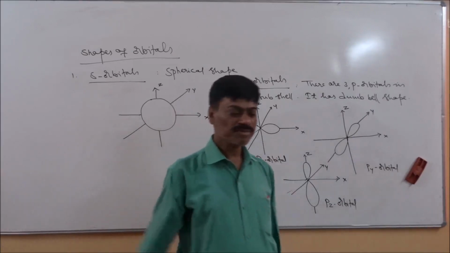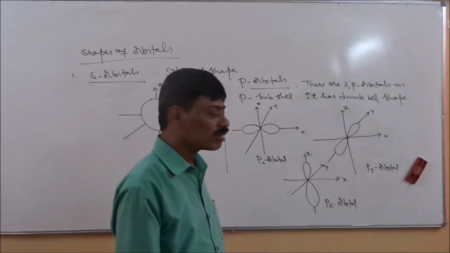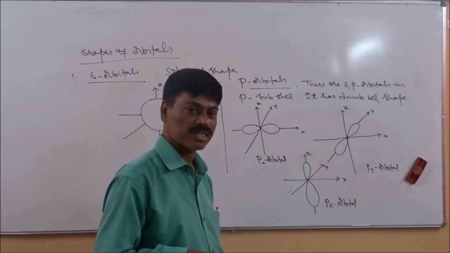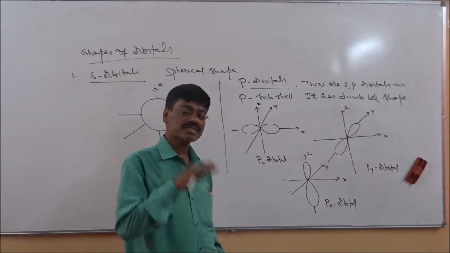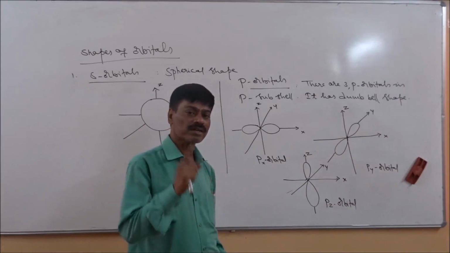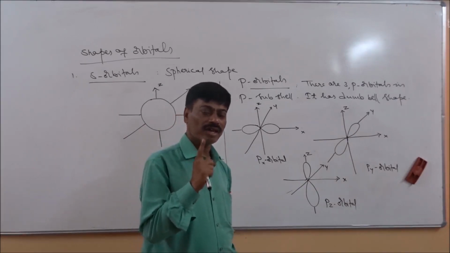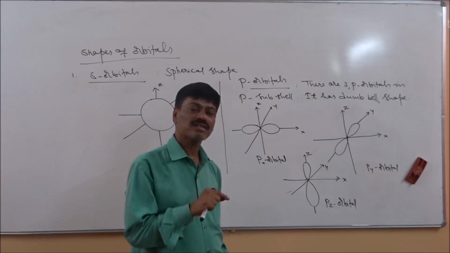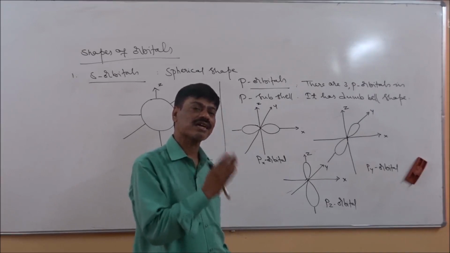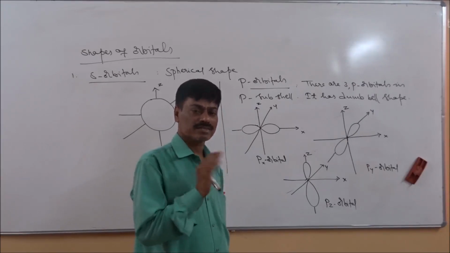That's about the three different p orbitals lying in the p subshell. And this p subshell is there in all the shells except first shell, where n is equal to 1. There p orbitals don't exist because first shell doesn't contain p subshell.